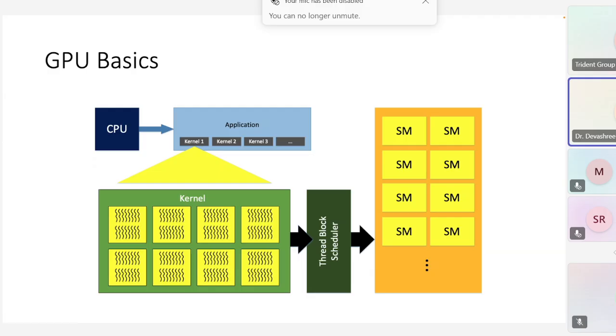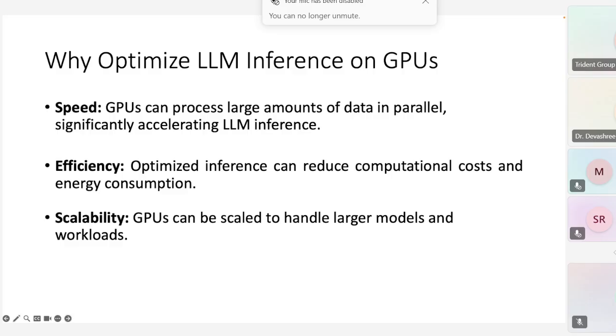So I'll try to pause here and see if anyone has any questions before proceeding. No.